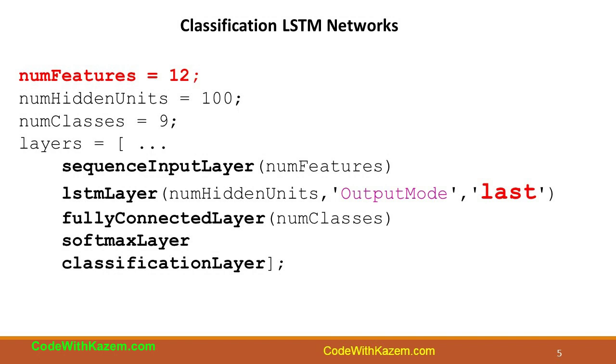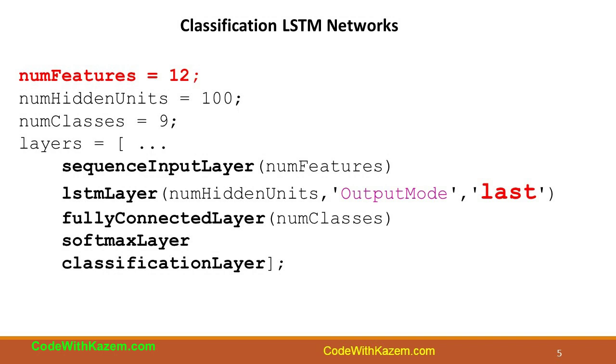For the implementation of a network in MATLAB, you must define the layers of your network in an array called layers. For example, in this slide, you can see how to define a classification LSTM network. To create an LSTM network for sequence to label classification, create a layer array containing a sequence input layer, an LSTM layer, a fully connected layer, a softmax layer, and a classification output layer.